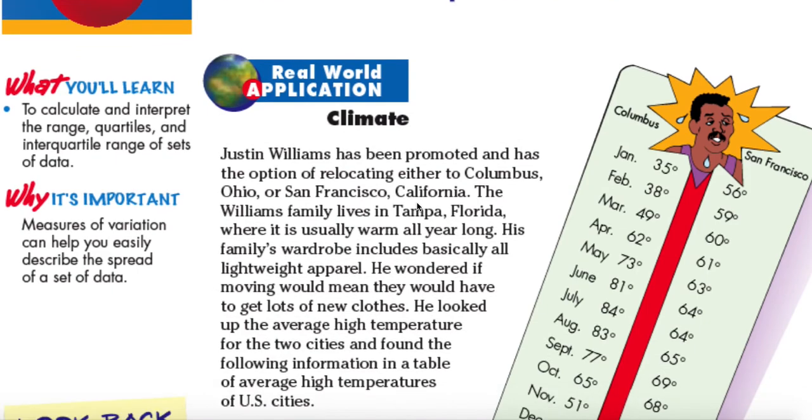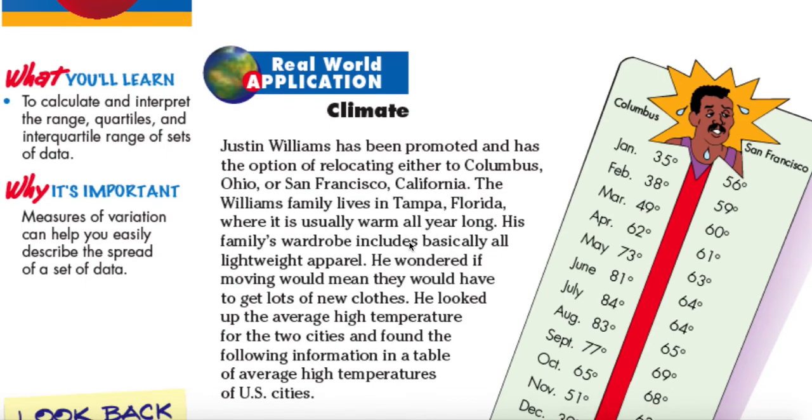Justin Williams has been promoted and has the option of relocating either to Columbus, Ohio, or San Francisco, California. The Williams family lives in Tampa, Florida, where it is usually warm all year long. His family's wardrobe includes basically all lightweight apparel. He wondered if moving would mean they would have to get lots of new clothes.